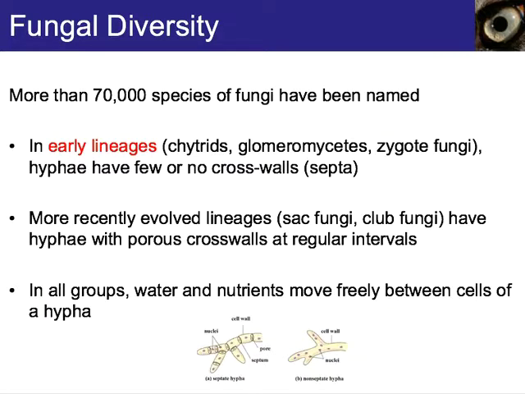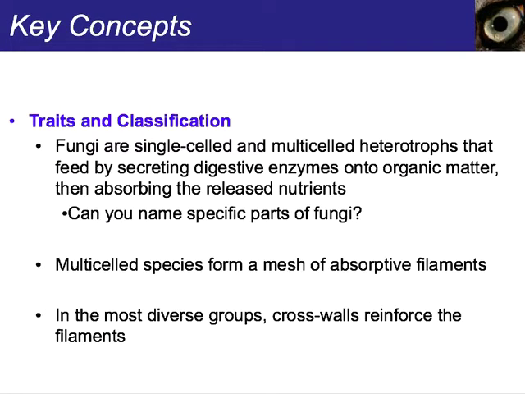There are more than 70,000 species of fungi that have been named. In earlier lineages, like chytrids, glomeromycetes, and zygote fungi, hyphae have few or no cross walls, or septa. More recently evolved lineages, like sac fungi and club fungi, have hyphae with porous cross walls at regular intervals. In all groups, water and nutrients move freely between the cells of the hypha. So think of the hypha kind of like root-like cells. But you can see the fuzzy stuff on your bread, bread mold, those are multiple hyphae or mycelium growing on that bread.